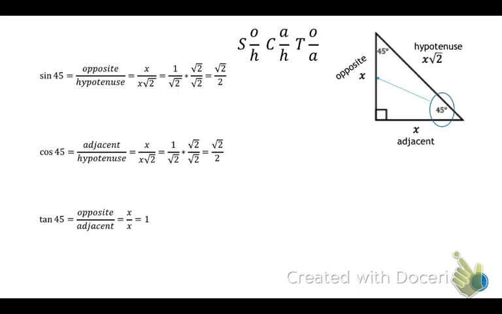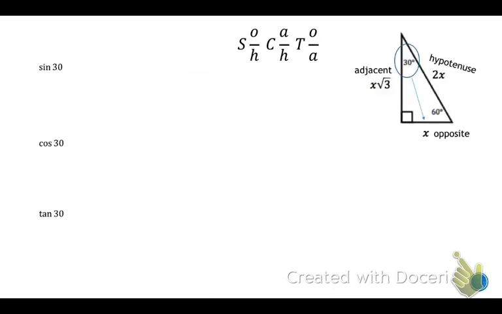Okay, let's go to the 30-degree angle. So I relabeled my sides. Now x is the opposite side. The adjacent is x square root of 3, and the hypotenuse is 2x. So we're doing sine of 30 now, so we're using the 30-60-90 triangle. Sine is opposite over hypotenuse, which is x over 2x. Those x's cancel, and it's 1/2.